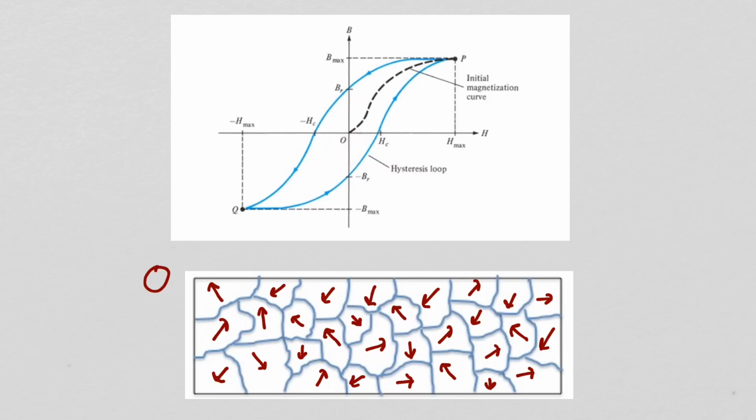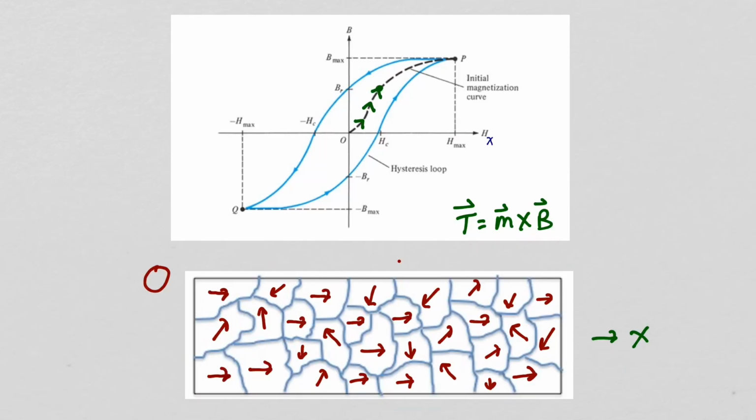Now let's start applying a magnetic field intensity in the X direction. So we know that the magnetic dipole moments will experience a torque given by m cross B. So some of these magnetic domains are going to flip because of this torque and point in the X direction. So now we have quite a few of our domains pointing in the X direction, so that we'll have some net magnetic field. So we'd be at this point right here on our B versus H curve.